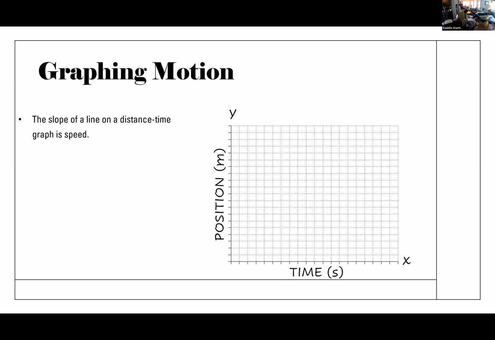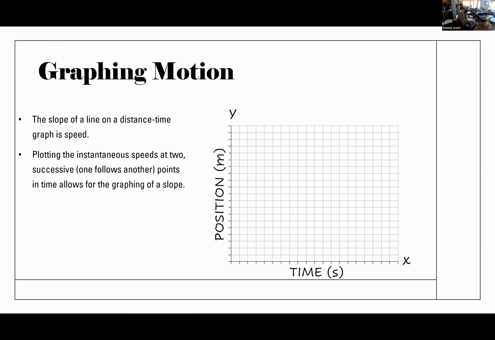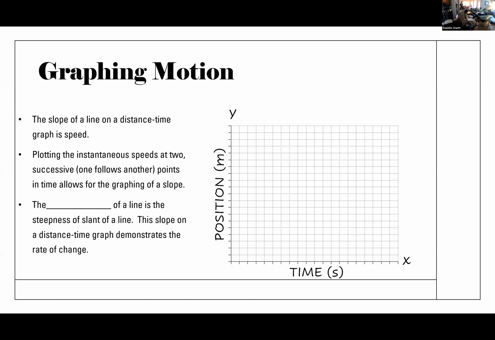So the slope of the line on a distance time graph is the speed, and plotting the instantaneous speeds at two successive points, one following another, allows for the graph of the slope, which is what you're doing with your lab, right? You're doing this exact thing. The slope of the line represents the steepness, right? Or your slant. And a slope on a distance time graph demonstrates your rate of change. So what's that mean? So this line shows a great change in position in a small amount of time.